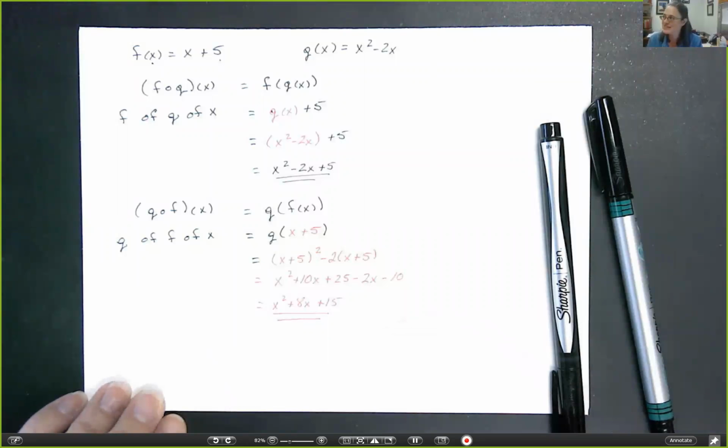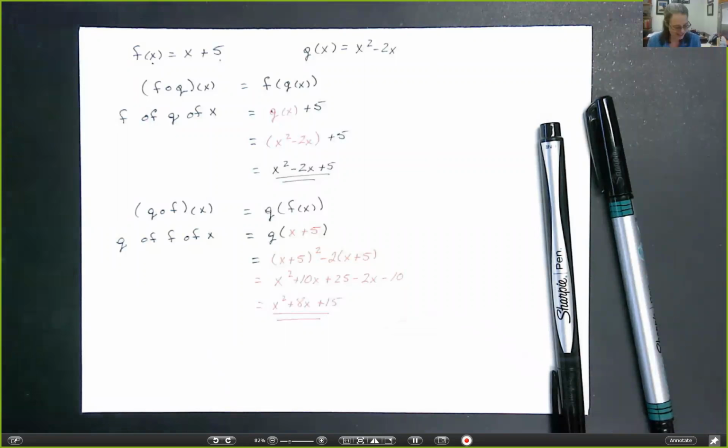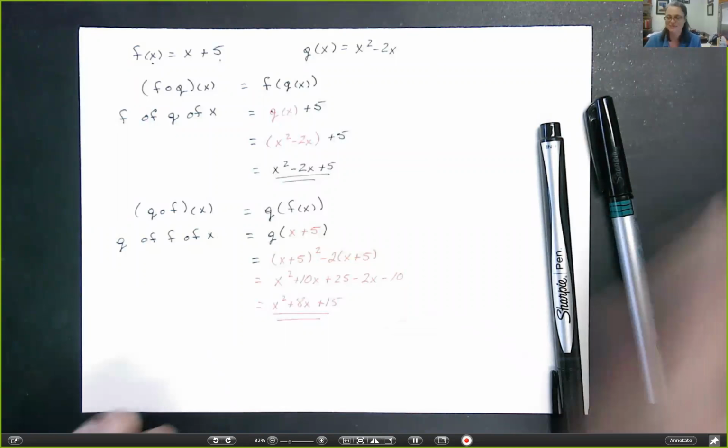That is the basics of composition. Pay attention to the order. The first function goes on the outside, the second function goes on the inside. And if you have any troubles with homework, be sure and let me know.